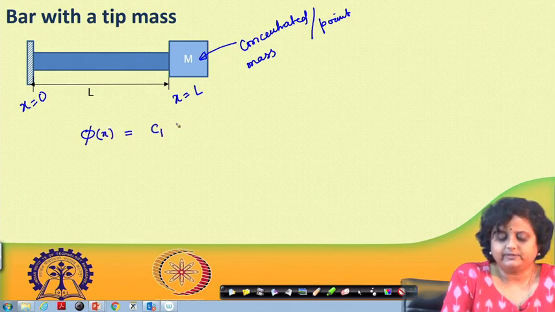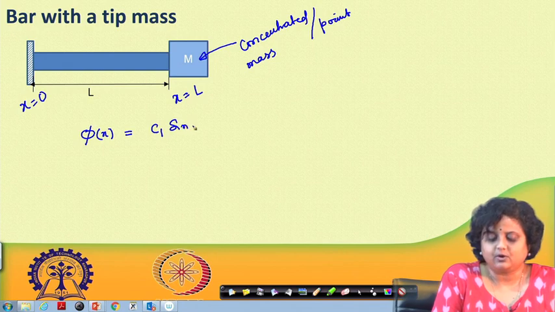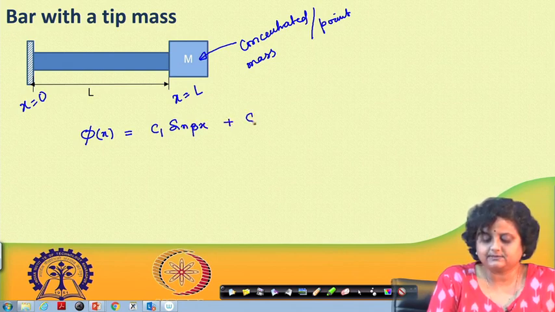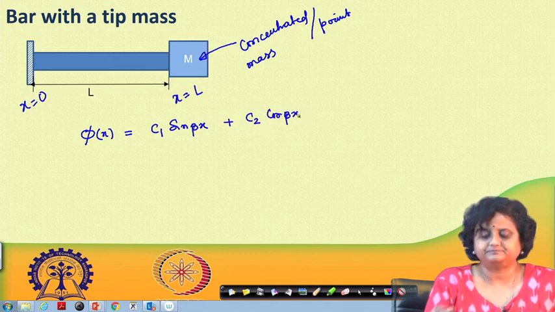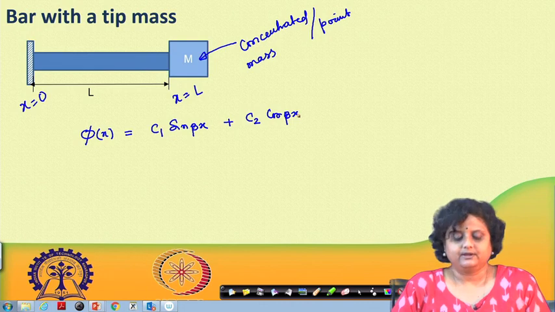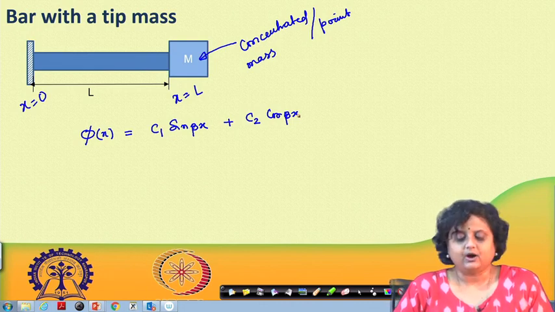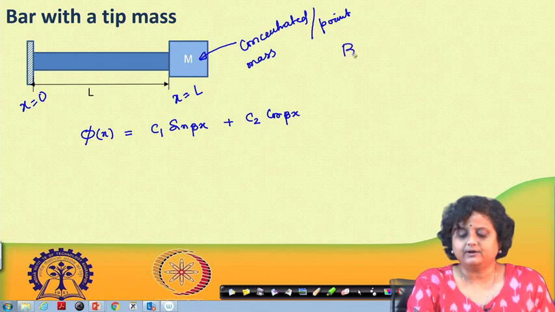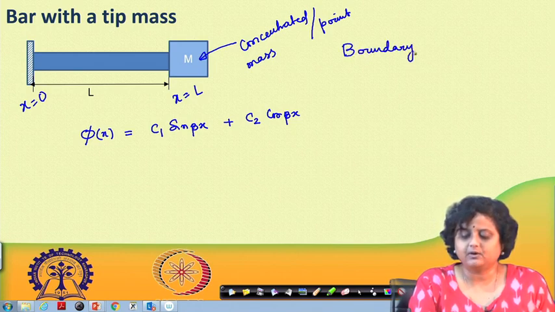So, we know that the generic solution of phi x is C1 sin beta x plus C2 cos beta x. So, this is the generic solution. Now, on this we have to impose the boundary conditions. So, let us look into what are the boundary conditions.